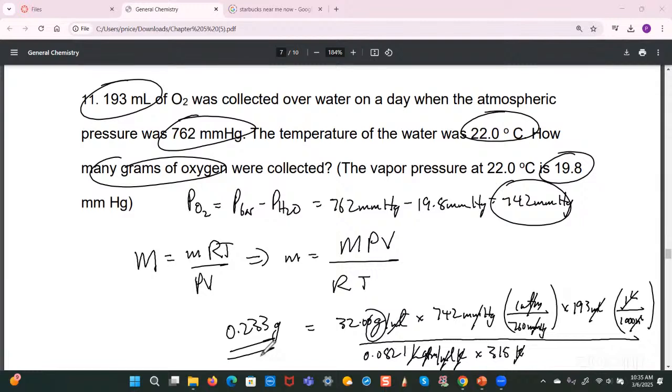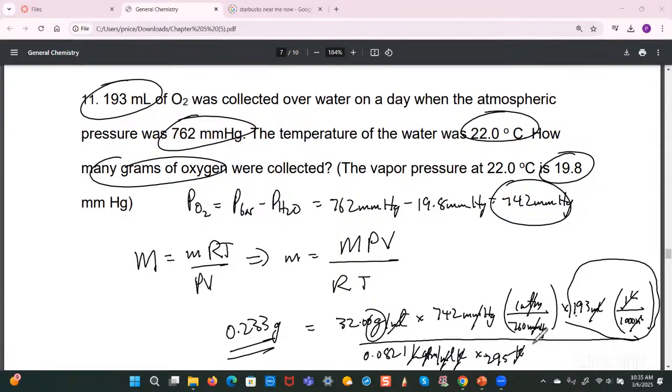Yes, sir. Liters right here. By adding 273 to 22, that's 295. Oh, shoot, 295, thank you. Yeah, that should be 295. That means the answer is wrong. So this should be 295.